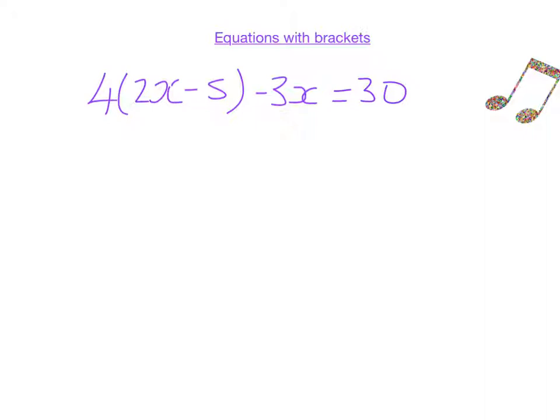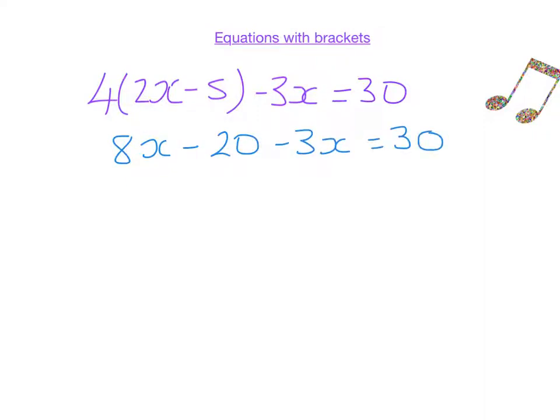So the first thing I'm going to do is multiply everything in that bracket by 4. So it's giving me 8x minus 20. Now the 3x is not part of the bracket, so I don't multiply it by anything.